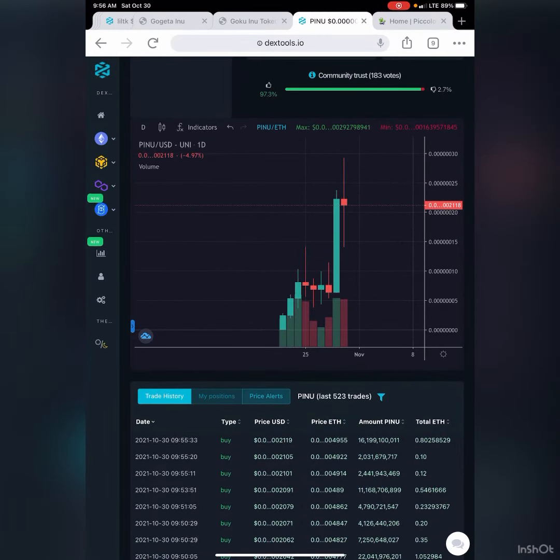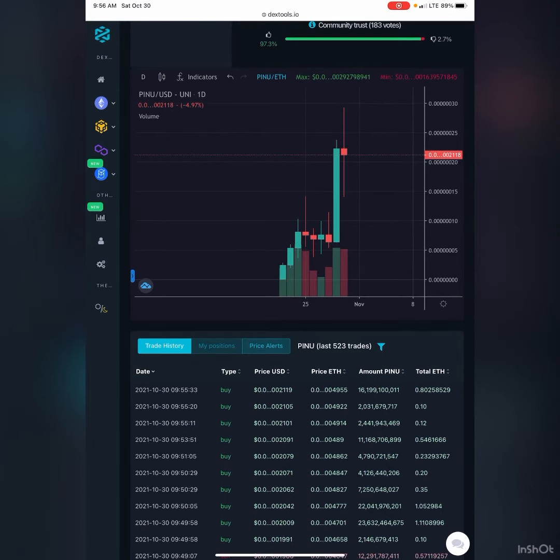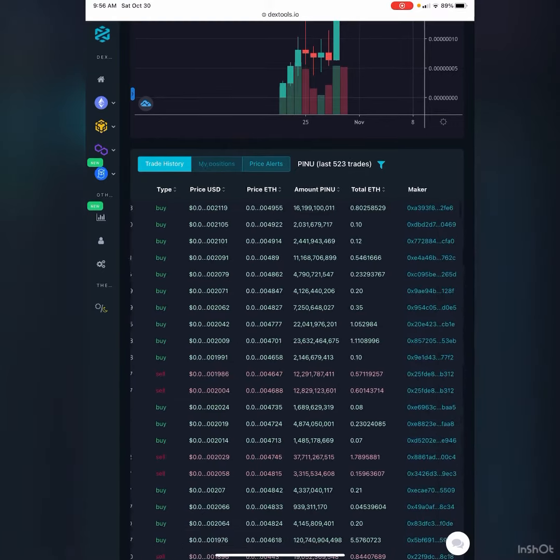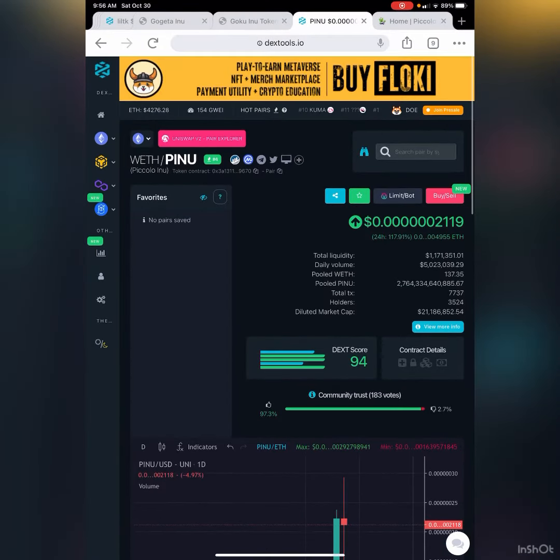I mean, what more do you want? What more do you want from a token to do for you? That's a gigantic candle right there. Look at all those buys. This coin is going places, man. Let's check out their Twitter real quick.